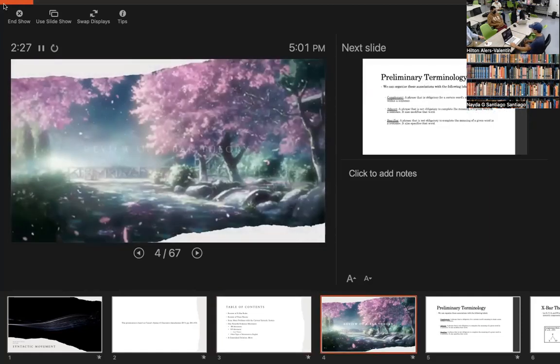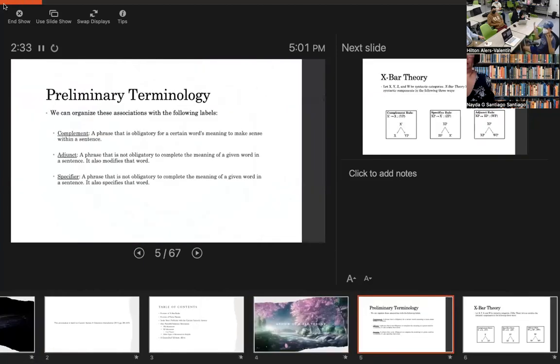So to begin, we will discuss the review of X-bar theory. And if we go back to our memories, we will remember these 3 big terms, right? Complement, adjunct, and specifier. A complement is a phrase that is obligatory for a certain word's meaning to make sense within a sentence. Think of the word attached. Someone or something needs to be attached to something else. You can't just have attached. You can't just have attached to something, and you can't have something is attached. There needs to be more to completely fulfill that sense, you could say.